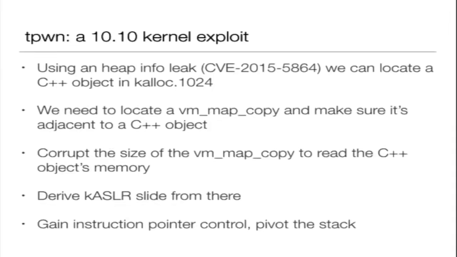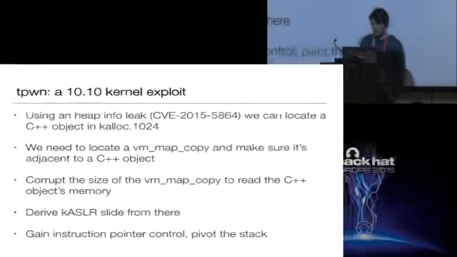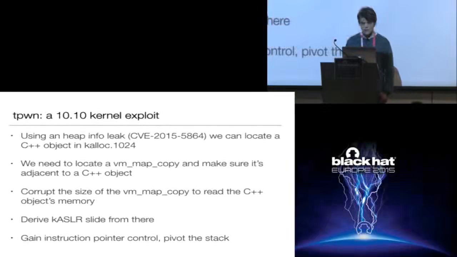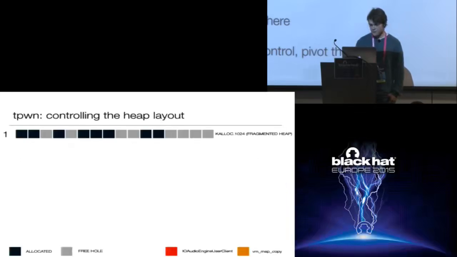So first of all, we need to locate something. For this, I used a HIMP infoleak to locate an object in a calloc. But we need to locate a VM map copy to be able to do arbitrary infoleaks. And then we have to corrupt the VM map copy. From there, we can derive the KASLR slide, and from there, we can just run ROP in the kernel.